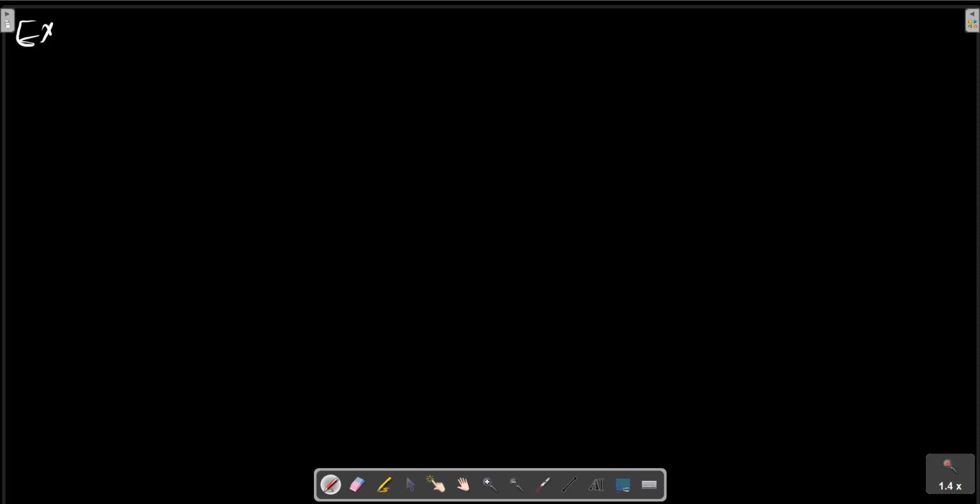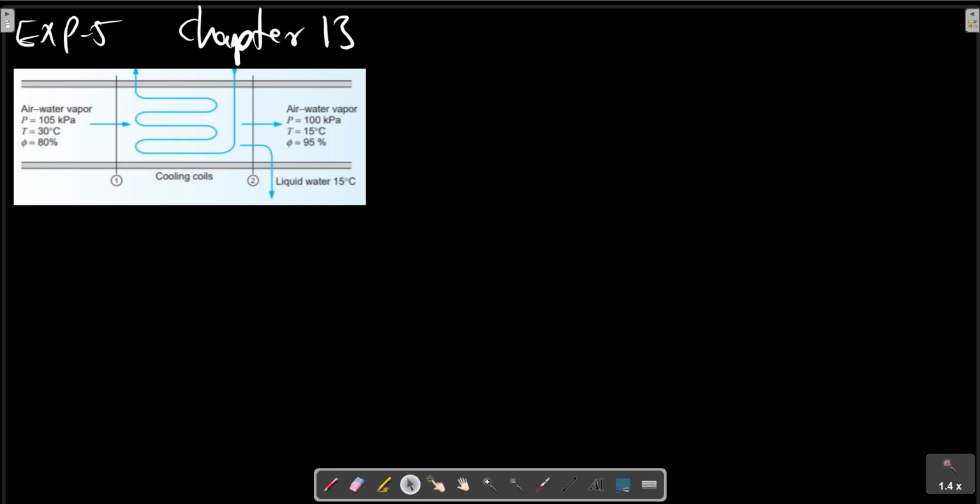Example 5, Chapter 13. An air conditioning unit is shown in this picture, with pressure, temperature, and relative humidity data as shown in the picture. Calculate the heat transfer per kilogram of dry air.